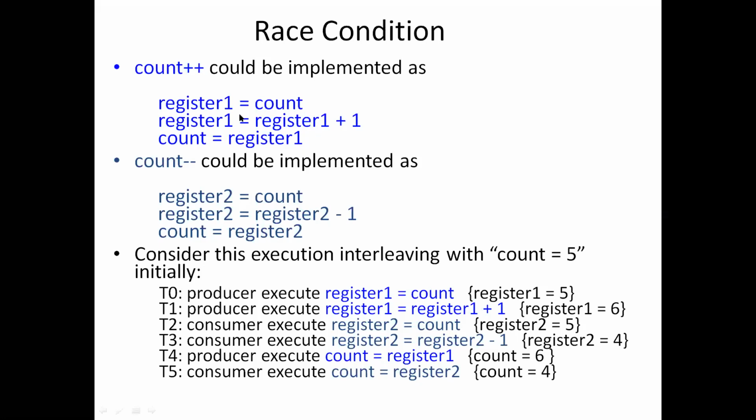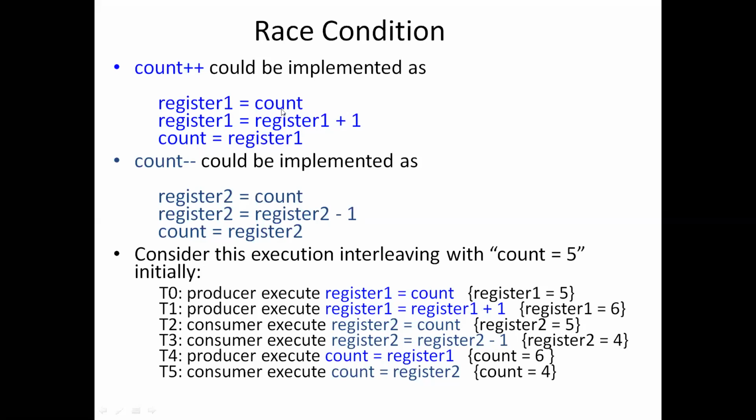First, the count value will be stored in the register. Initially the count value is 5, and that will be stored in register 1. The next statement is register 1 equal to register 1 plus 1. We are incrementing the register. This count plus plus is the producer statement. We are incrementing the register by 1, register equal to register plus 1. Now count equal to register 1.